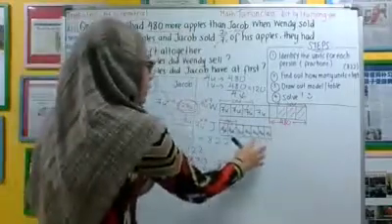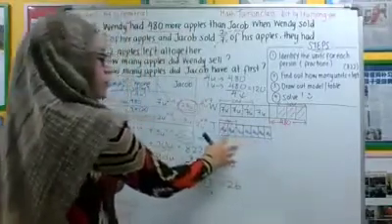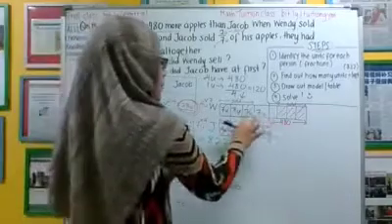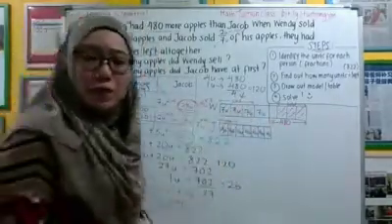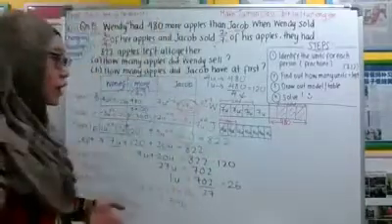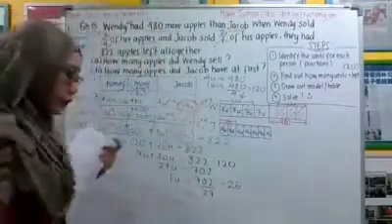Now, 4, 8, 12, 16, 20, 24, 28. Yes? 7, 14, 21, 28. Yes? Are they the same now? Yes, they are the same. They are 28 units already. Okay? You have to cut. I did not have to cut.